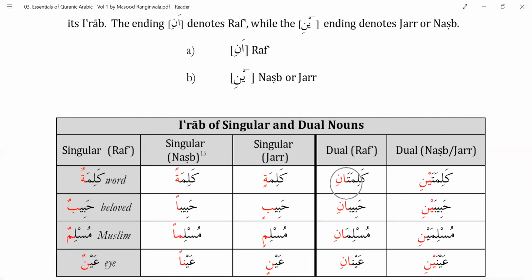Kalimatani means 2 words. Same thing if you want to say it in Nasb or Jar: you will use the same word, kalimatan or kalimatin. The only difference is you will add the combination of Aini, which is this one. Aini is for Nasb and Aini is for Jar. So kalimataini is again 2 words in Nasb or 2 words in Jar.